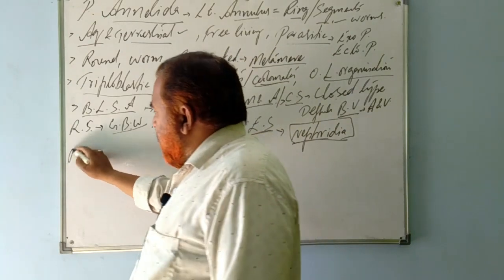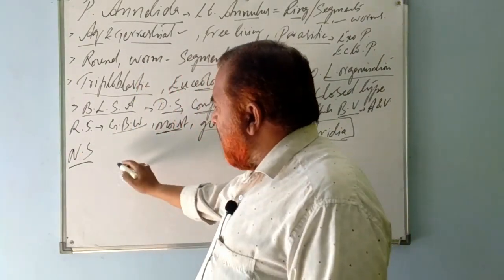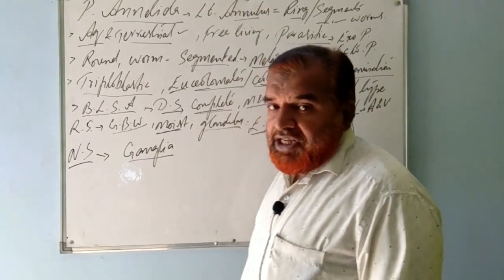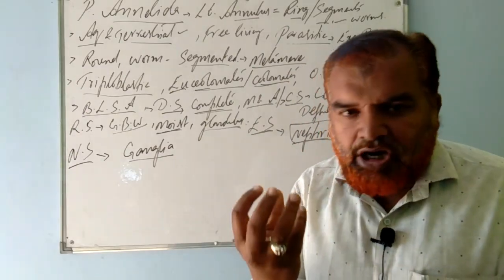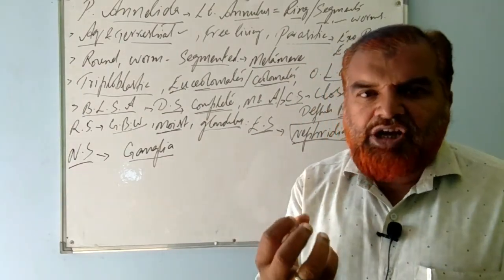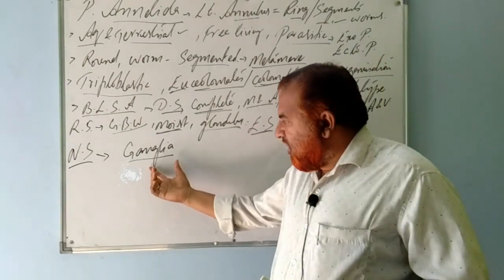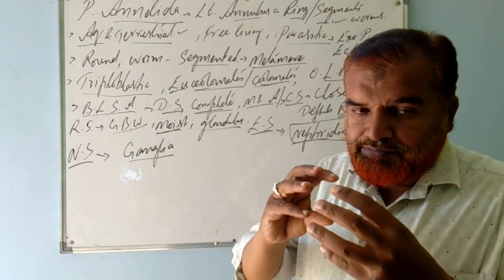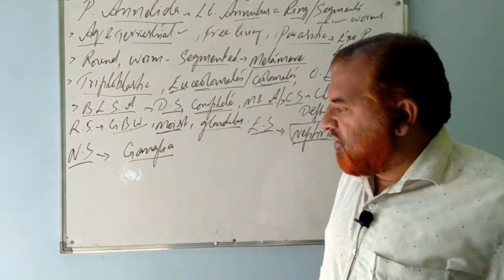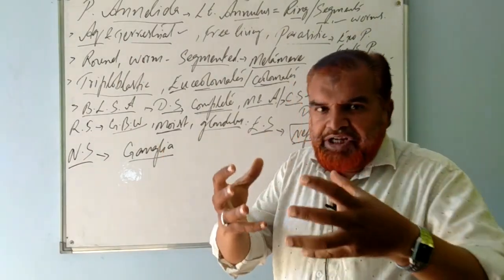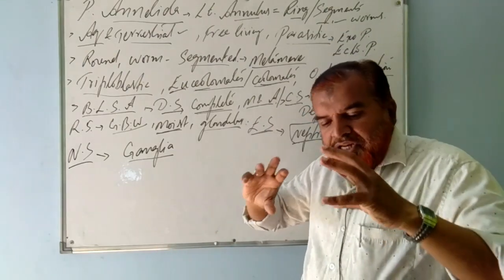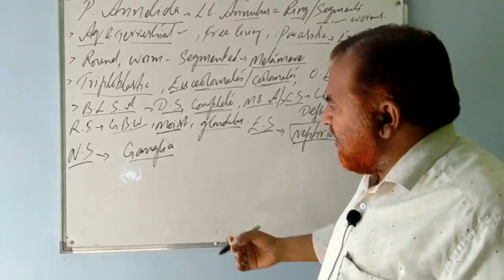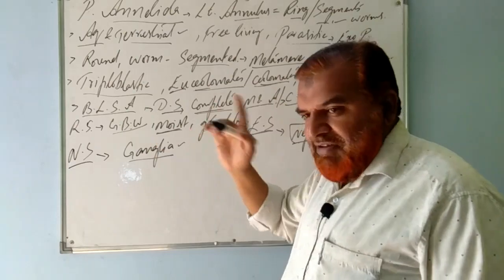Then the nervous system is of ladder type, a well developed nervous system. They have ganglia. What is ganglia? It's a knot, a bundle, a junction of nerve cells. Many nerve cells combine together and form a knot-like, bunch-like structure. Such a structure is known as ganglia. The nervous system is well developed, right?